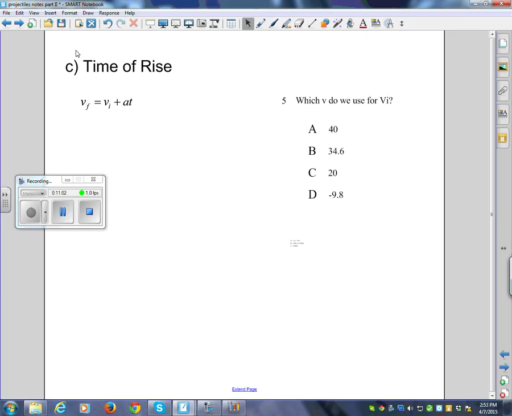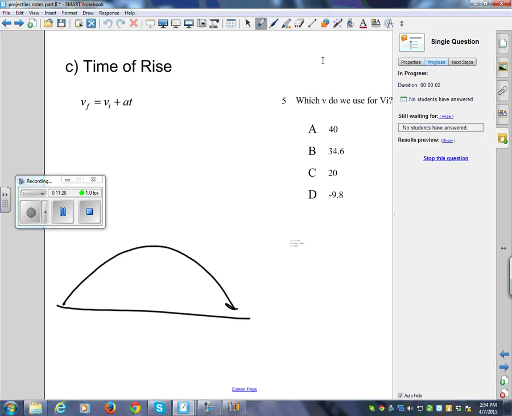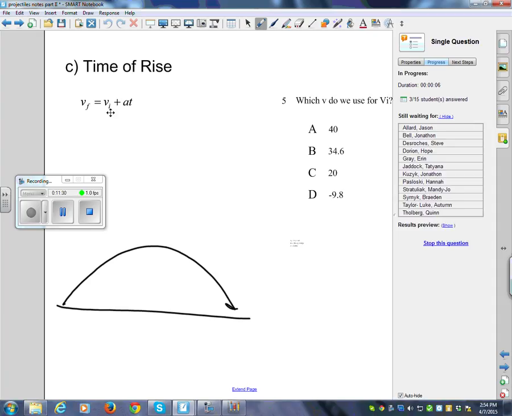Okay, how do we find the time of rise? Remember, it's going up like this and coming down. We're going to use VF equals VI plus AT. Which V do I use for VI? Do I use 40, 34.6, 20, or minus 9.8? A, B, C, or D? It's multiple choice.